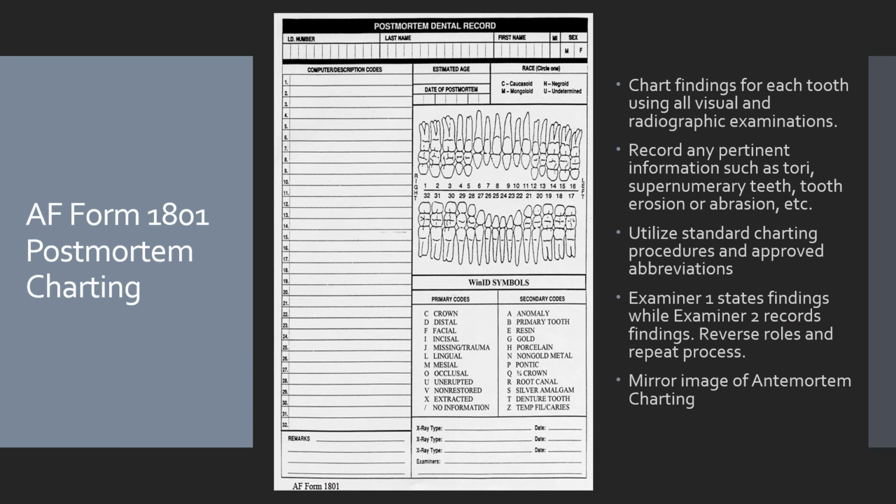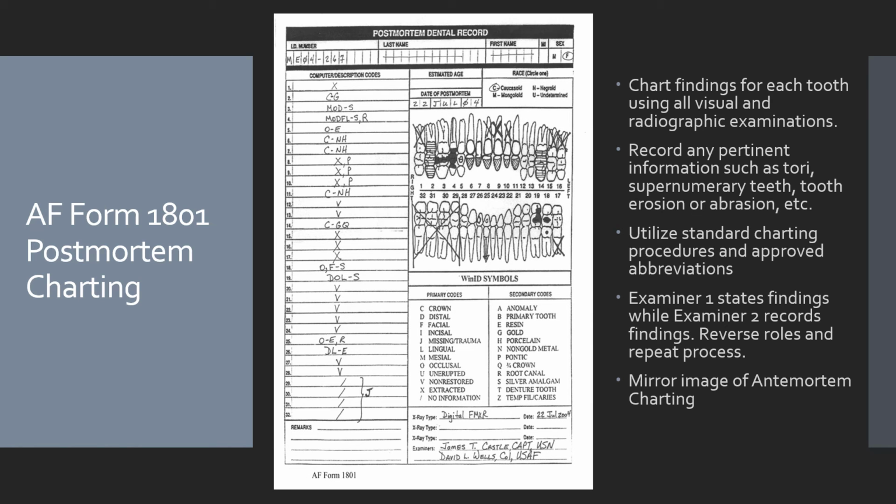The Air Force Form 1801 postmortem charting will be accomplished on the deceased after death. It's much like the 1802, with the same steps: chart findings for each tooth using all visual and radiographic examinations, record any pertinent information such as tori, supernumerary teeth, etc., and utilize standard charting procedures and approved abbreviations. Examiner 1 will state findings while Examiner 2 records findings, then reverse roles and repeat the process. It's a mirror image of the antemortem charting, but this will be accomplished on the deceased using the postmortem radiographs.